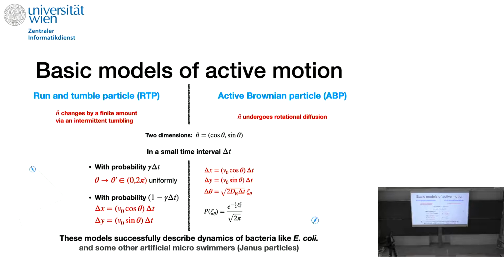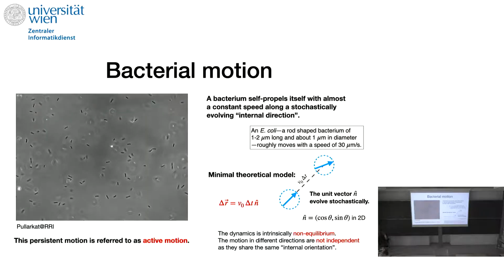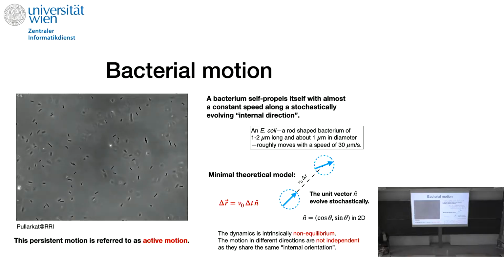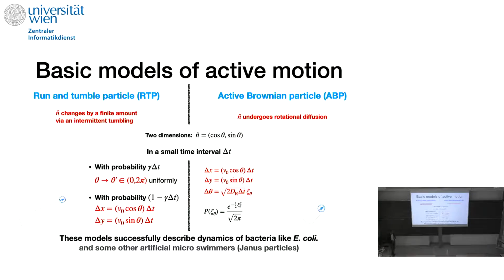These are just the short speeds. So this speed, you can think of it like this V0 here, for example. Now, there are two basic models. In one, the orientation vector decides a time which is drawn from some exponential distribution. Then at the end of this time, it chooses a new orientation which is completely independent of the previous orientation, chosen uniformly from 0 to 2 pi.